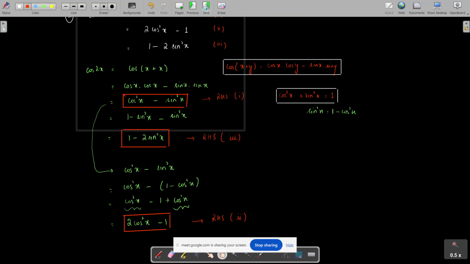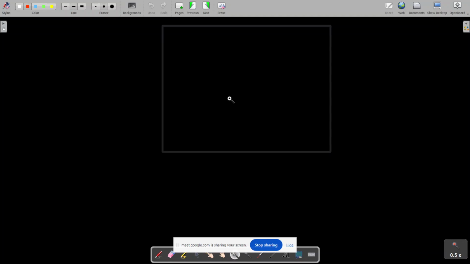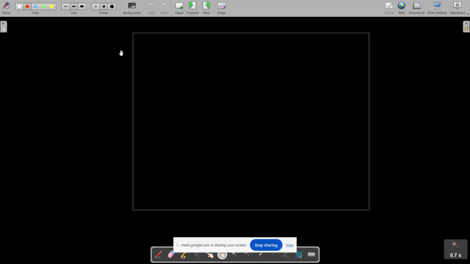Okay, now there is also one identity that we have been using, which is number 3, 1 plus tangent square x. What is this equal to? 1 plus tangent squared x. I know this. Give me a second. It doesn't equal secant squared x? Yes. This is secant square x.